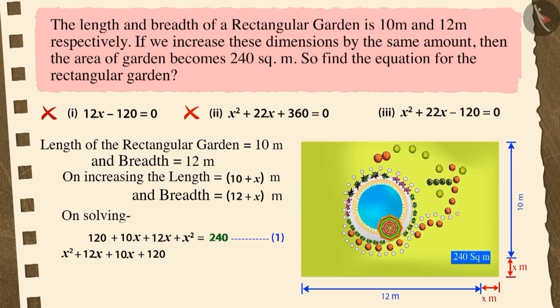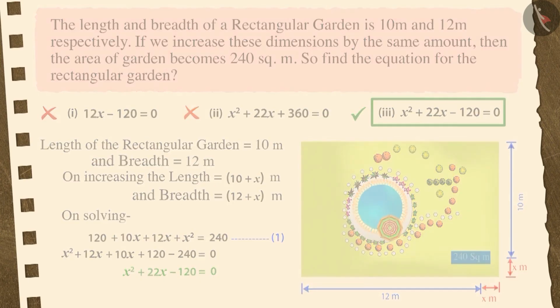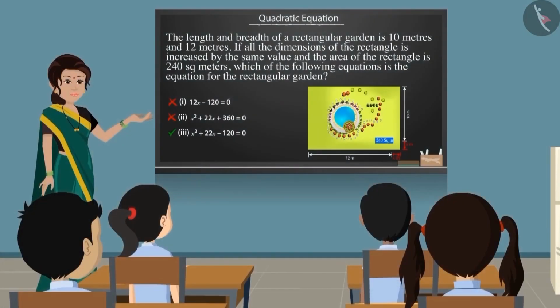Transpose 240 from the RHS of the equation to the LHS and change its sign to solve it further. We get x squared plus 22x minus 120 equals 0. This is the equation of the rectangular garden. Hence, option 3 is correct. I hope you understood why only option 3 is correct and the other options are incorrect. A teacher can test the knowledge of her students in a class by using such examples.